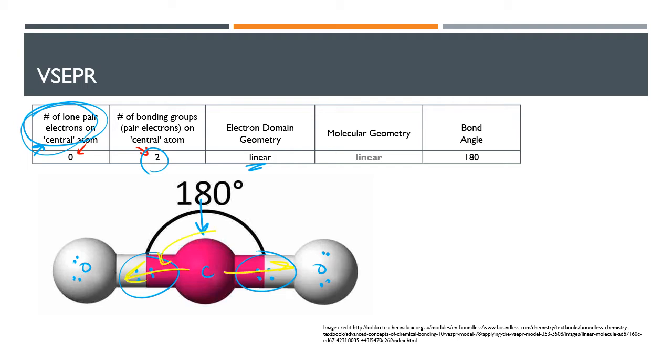And so our bond angle would be 180 degrees. We're going to call the shape of this guy linear, which makes sense because it looks like a line.